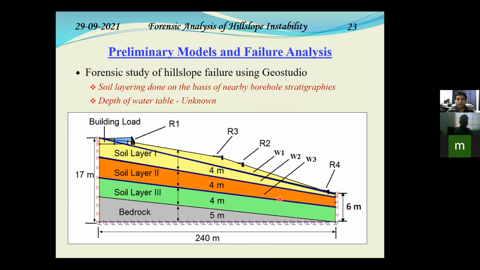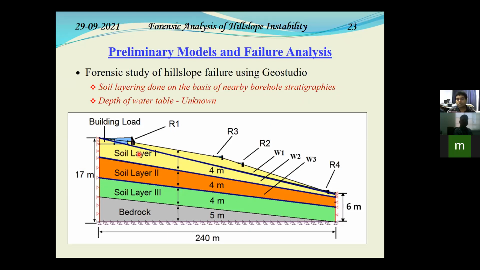Now, 2 challenges came in front of us, as there were no boreholes at the particular location of the landslide site. So we did this soil layering on the basis of the nearby borehole stratigraphies. Remember that I mentioned we took 3 boreholes. So we made 3 different models: primary, secondary, and tertiary model. For each of the model, we took the stratigraphy from each of the borehole. And then based on the sloping nature of the hill, we could trace out some assumptive soil layering.